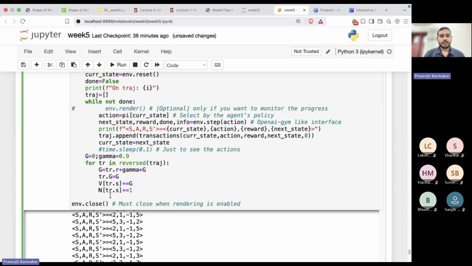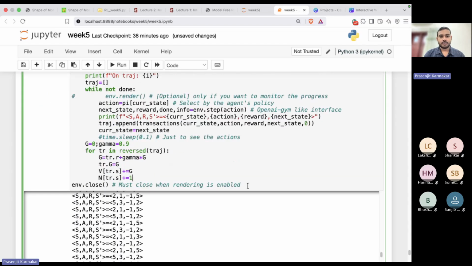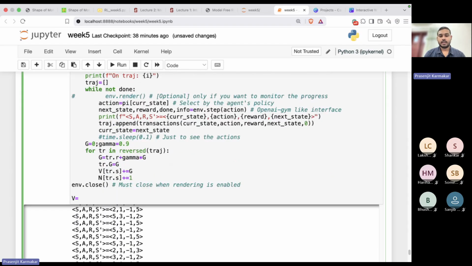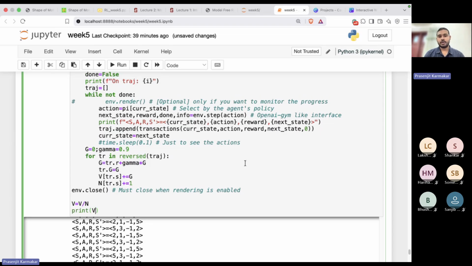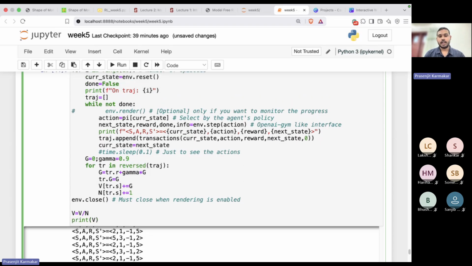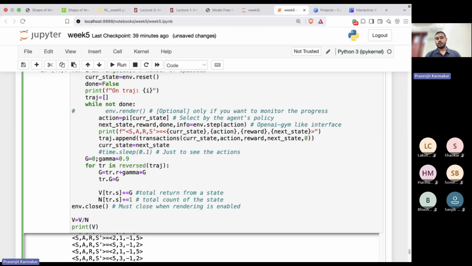Now, after we're done with the entire data collection, value would be your current value divided by n. That's it, right? You can then print the value, print n. And you see we are basically summing all the returns, so this is your total value, the total return from a state, and this is your total count of that state.